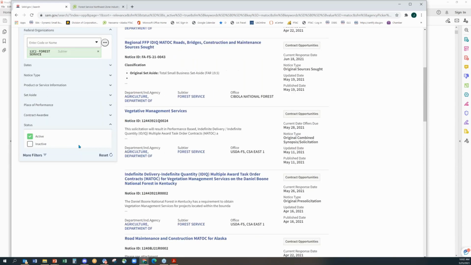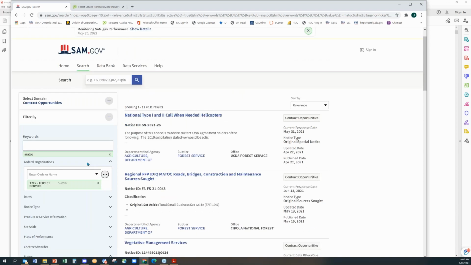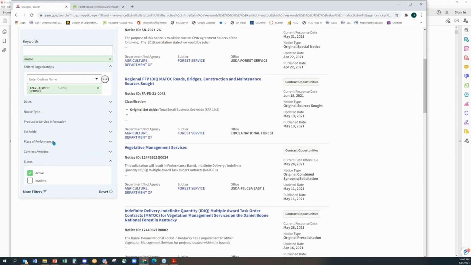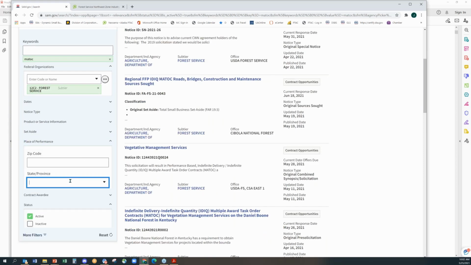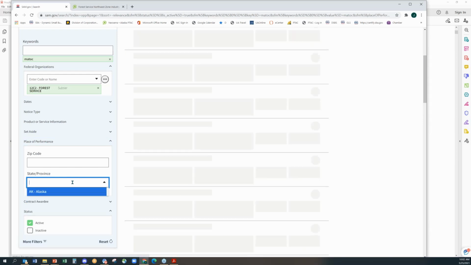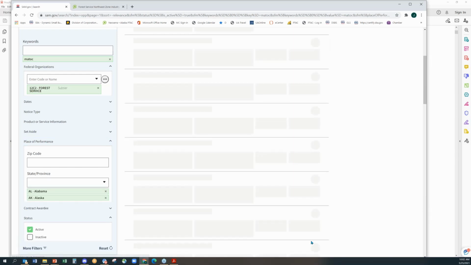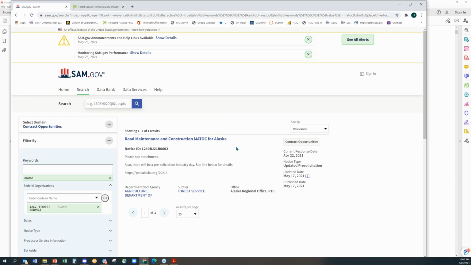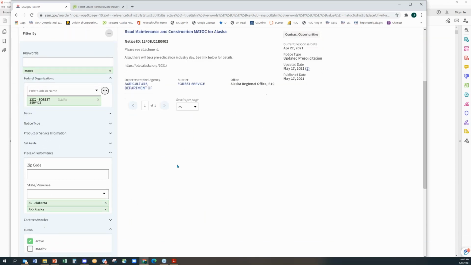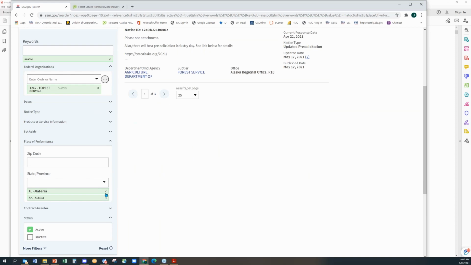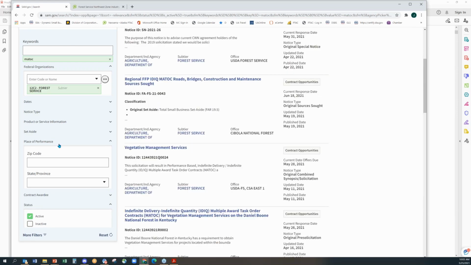One heads up I want to give you all, since I have a captured audience and we have a couple minutes to spare, is that when we're using place of performance, sometimes that can limit results. So we can actually put place of performance in here for the state. And so now we're just getting Alaska. If you are not finding that, instead of using it as a place of performance... Oh, nice, they changed that. We can now do multiple states. That is new from the recent change.